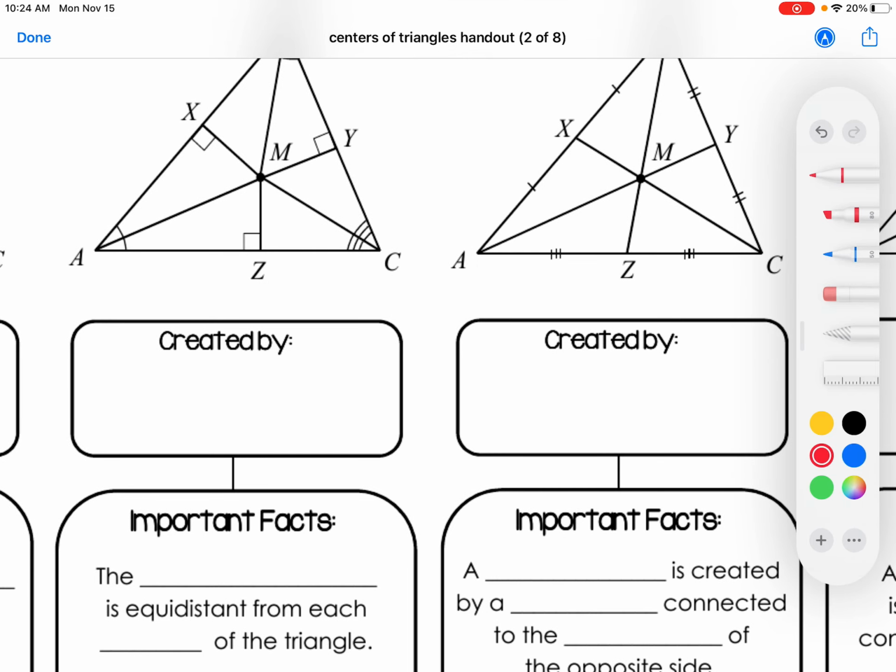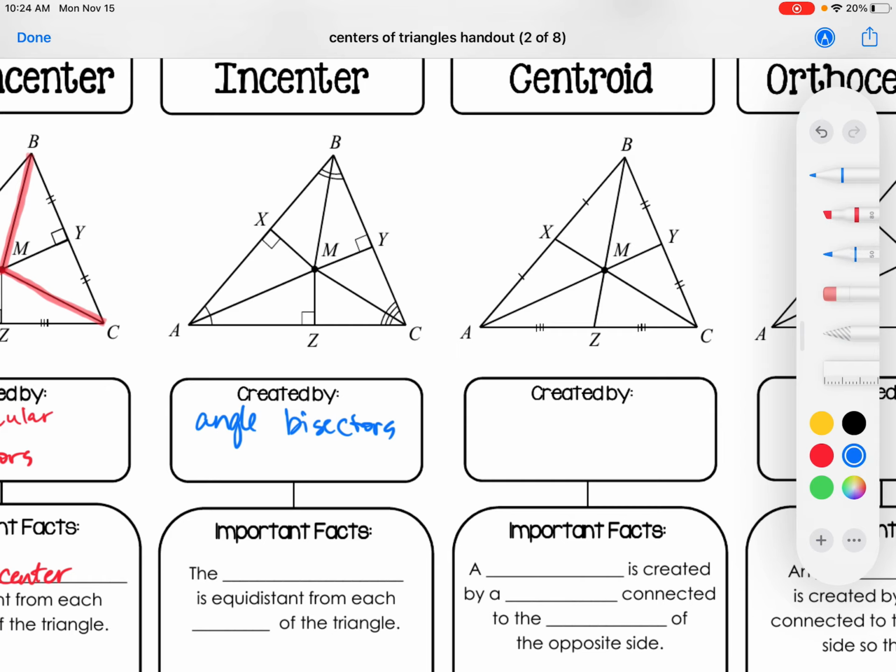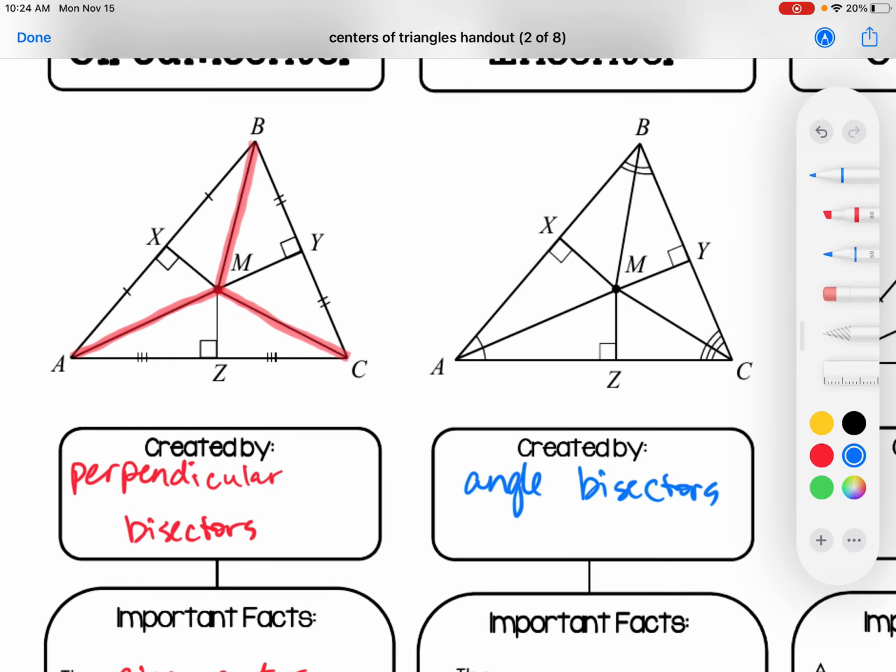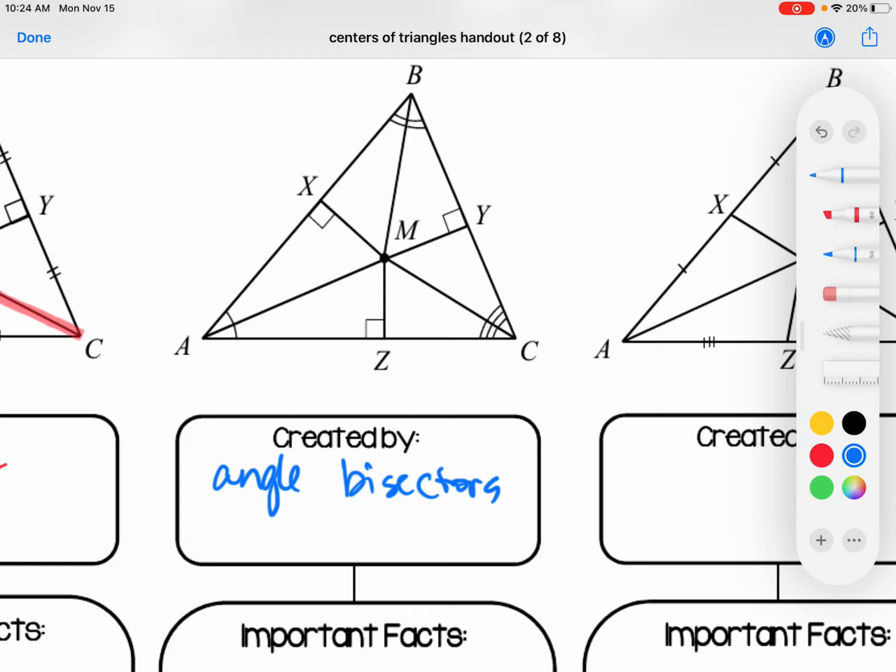Go on now to the incenter. The incenter is created by angle bisectors. We already talked about that word bisect means cut in half, but this time instead of the sides of the triangle getting cut in half, it's the angles. You can see angle A got cut into two equal parts because they both have one arc. You can see angle C got cut into two equal parts because both of those small angles have three arcs, so they're congruent to each other. That means they got bisected.